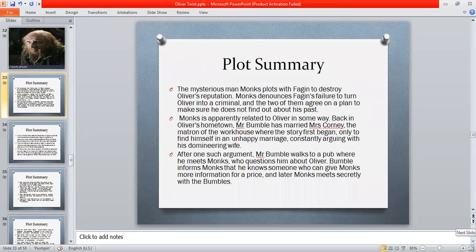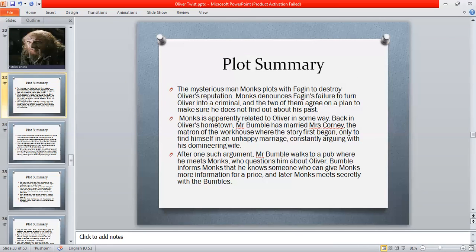The mysterious man, Monks, a strange man. No one till now knows who Monks is. Monks plots with Fagin, making evil plans to destroy Oliver's reputation, to make Oliver appear a bad boy. Monks denounces Fagin's failure to turn Oliver into a criminal. Monks' target in life is to turn Oliver into a criminal. The two of them agree on a plan to make sure he doesn't find out about his past. Monks is apparently related to Oliver in some way.